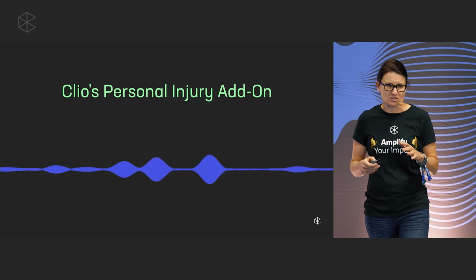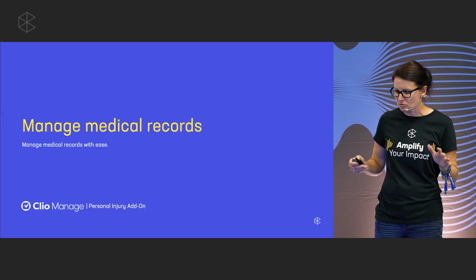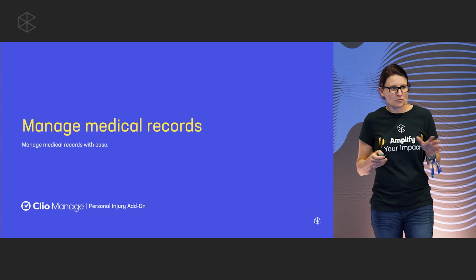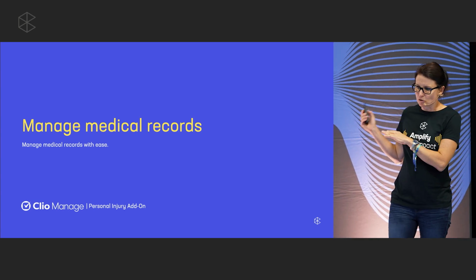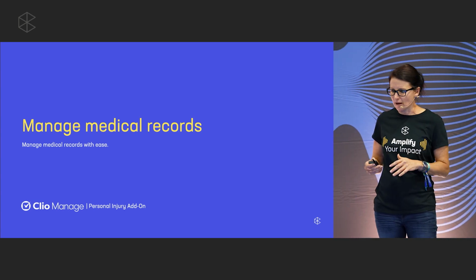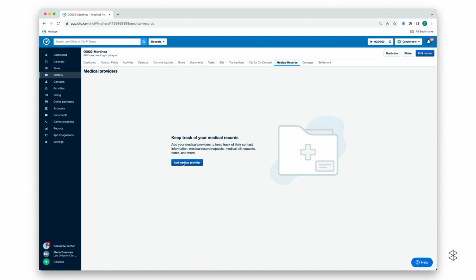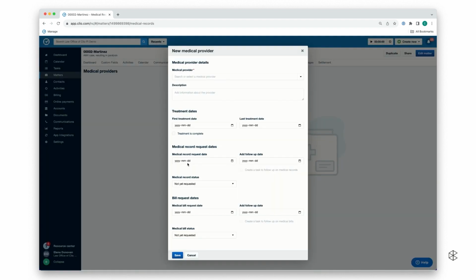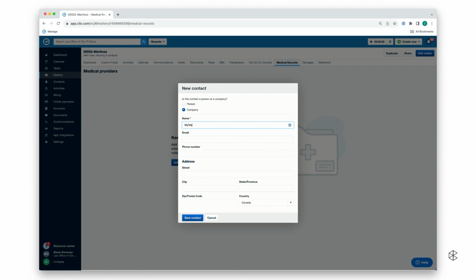Let's start with managing everything to do with medical records. So the first tab that we have is the appropriately named medical record tab. Simply start by clicking on Add Medical Record Provider. You're going to get a pop-up. You can select a medical provider from an existing list of contacts. If you don't have that contact, simply click on Create New Contact and you'll be able to create a new contact without having to leave the context of your medical record page.